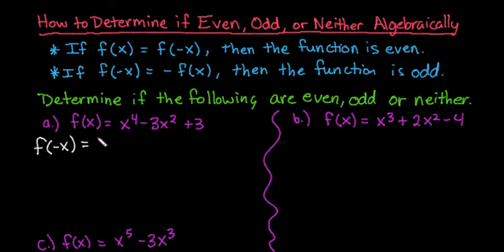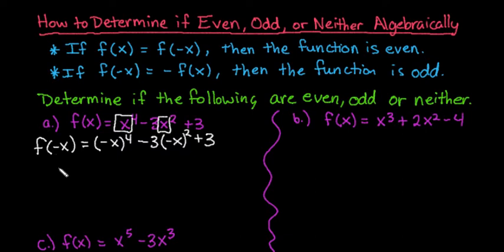So if we plug in negative x, I'm going to replace all of my x values with negative x. And you do want to make sure that you put it in parentheses so that the exponent works on the negative. It's really important that you plug it in correctly, because if you don't have these parentheses around it, then the 4 only applies to the x and not the negative. So always plug in a negative value into your equation using parentheses.